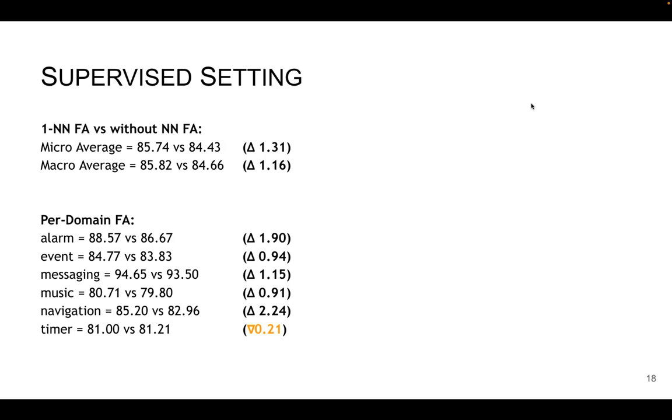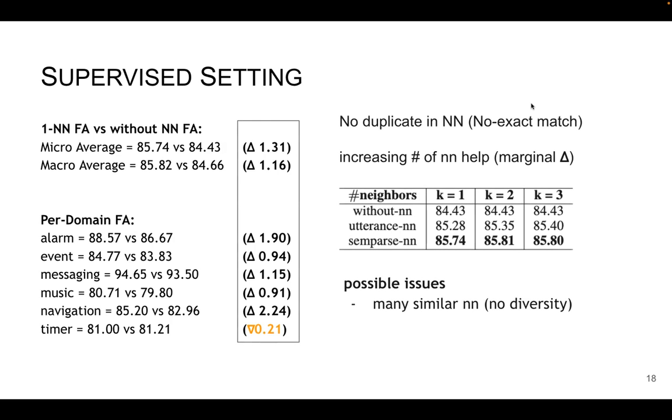We found that in the supervised setting our model actually outperformed, not only on average macro and micro F1 score. It also outperformed the baseline, which was not using retrieval, on all domains except the timer domain, where there was only a bit of improvement. There was a huge improvement in some of the domains like alarm, messaging, and navigation, where similar instances were there. So we found a few patterns also.